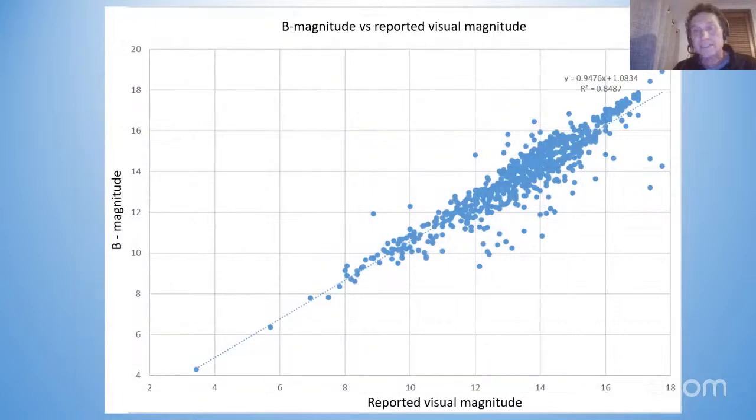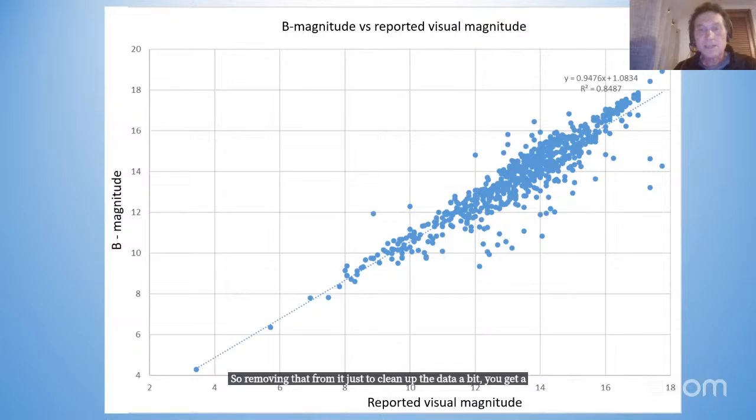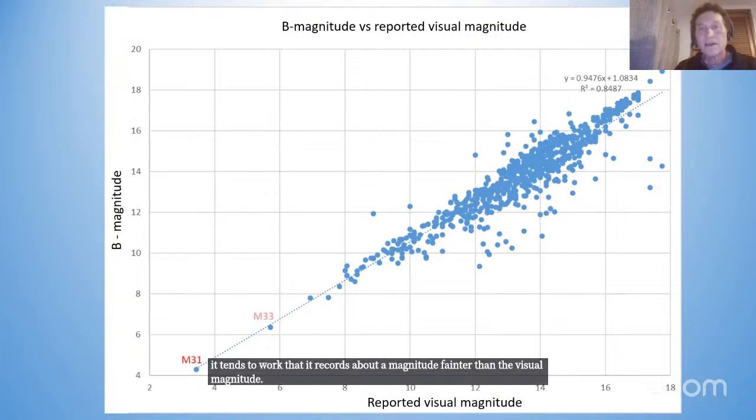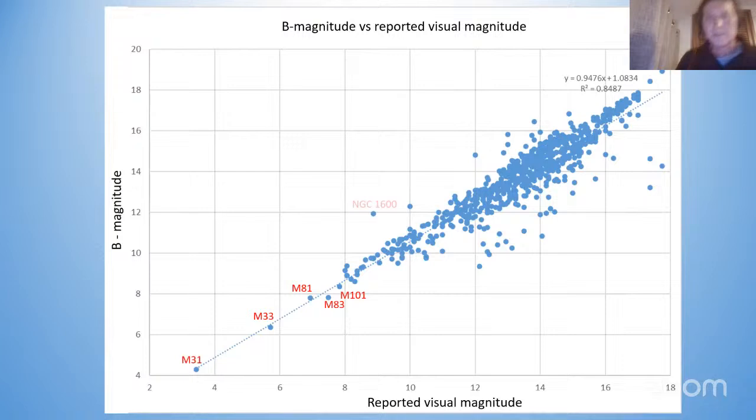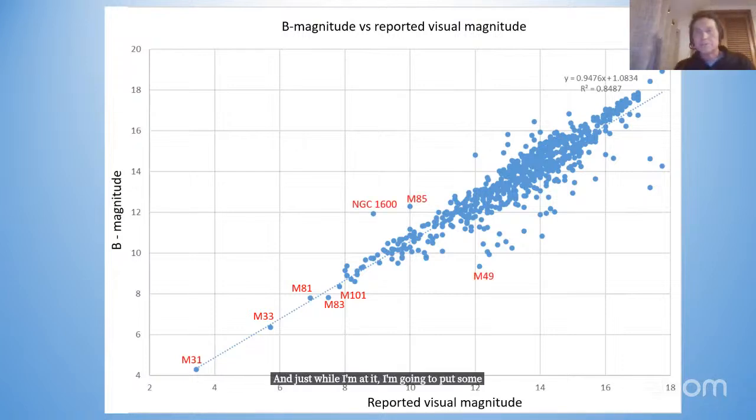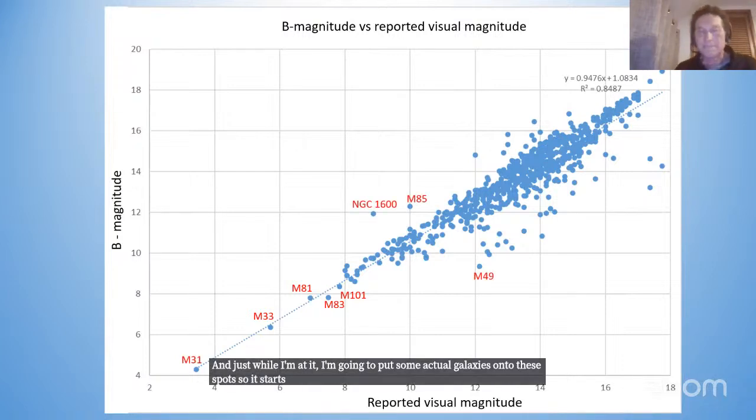So removing that from it, just to clean up the data a bit, you get a slightly better relationship again. So B magnitude seemed like a good consistent basis for using for a lot of the comparisons. It tends to work that it records about a magnitude fainter than the visual magnitude. And just while I'm at it, I'm going to put some actual galaxies onto these spots so it starts to become a little bit realer.